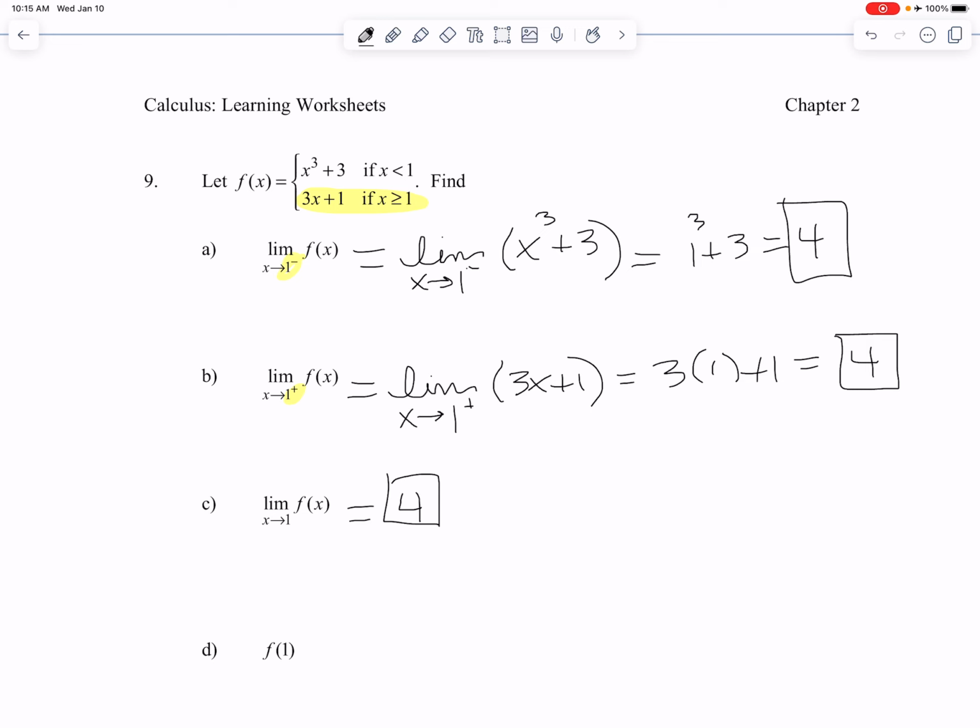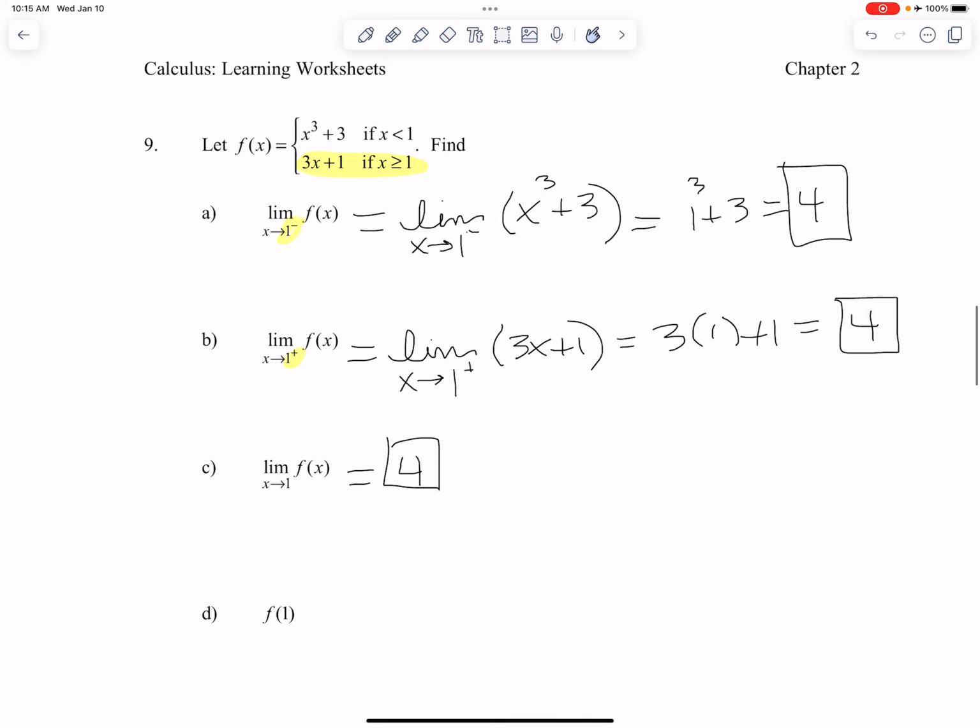Now, the last question for this one is find f of 1. Well, f of 1 is that point where it's like, okay, do I use the top or do I use the bottom? But we're going to use the bottom because it's greater than or equal to 1. So since it's equal to 1 at that point, that's the one we use. We're going to use that bottom.